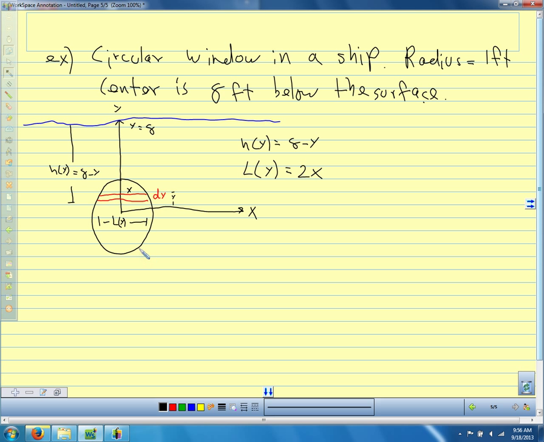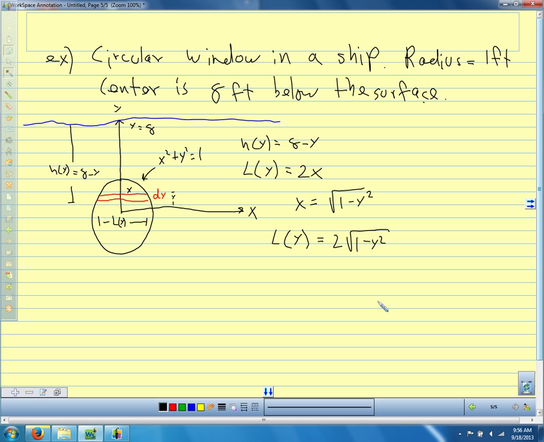Well, what's the equation of this circle? The equation of the circle, not the area. With r equals 1, center at the origin, radius 1, what's the equation of the circle? There we go: x squared plus y squared equals 1. So now we can write x in terms of y. So x equals the square root of 1 minus y squared. So l sub y gets us 2 times the square root of 1 minus y squared.